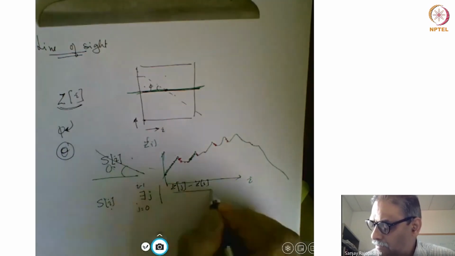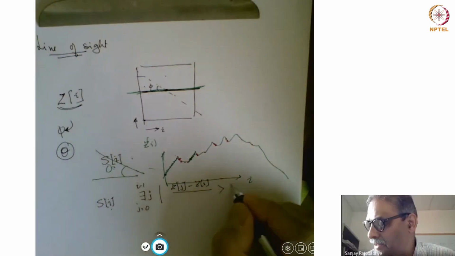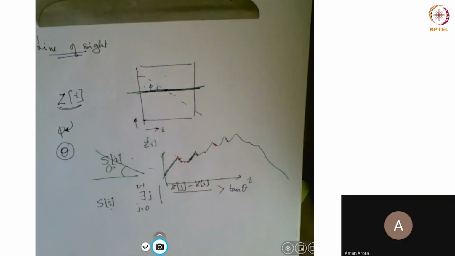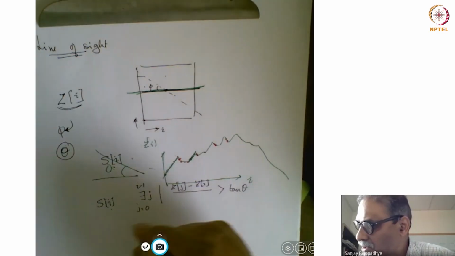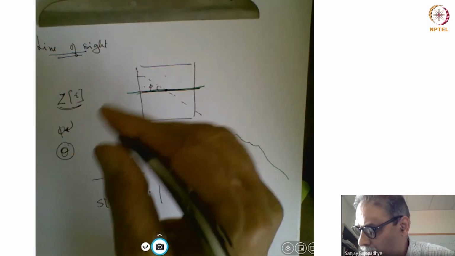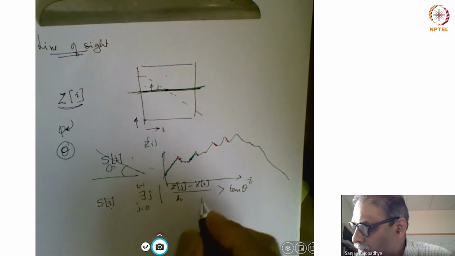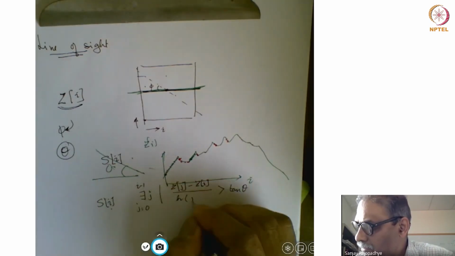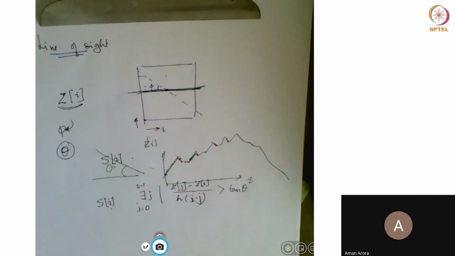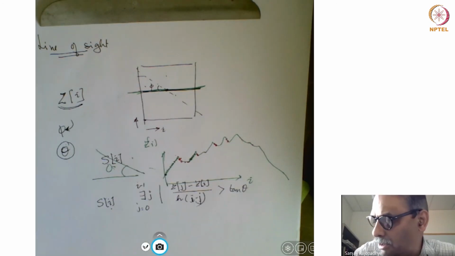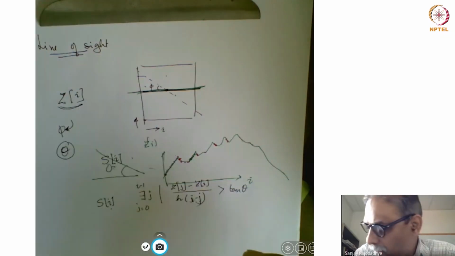Divided by the horizontal distance, which would be 10 theta. The horizontal distance is some scaling factor, let's call that h, the scaling factor of my map, times i minus j. Okay, so this is some linear inequality, or some predicate on i and j.